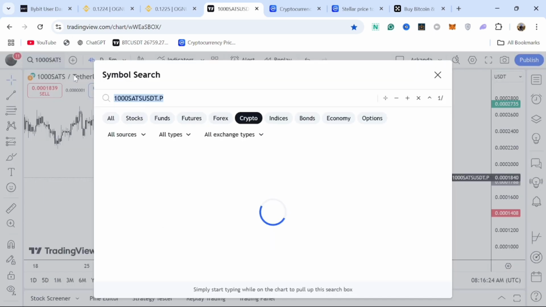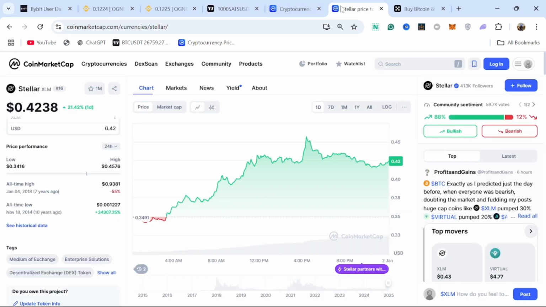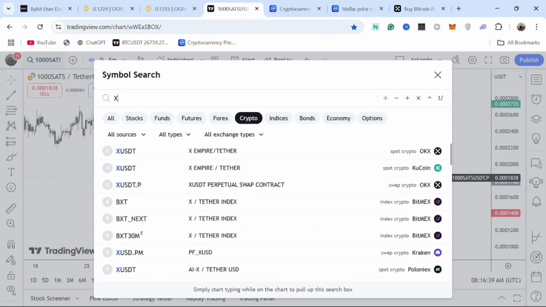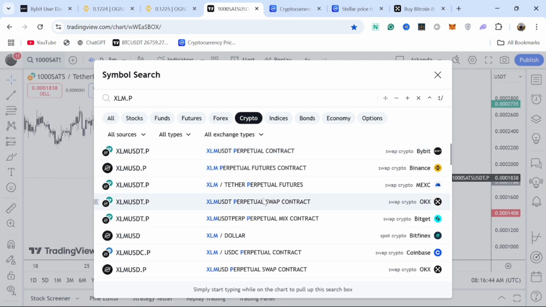What I do is I just click here, then I enter the token. So if we go back to CoinMarketCap, you can see at the corner of the left hand side, Stellar Lumens, we have XLM. That's the abbreviation you are going to use for technical analysis. Let's just go to XLM. XLM.P. The reason why we are adding .P is because of the perpetuals.